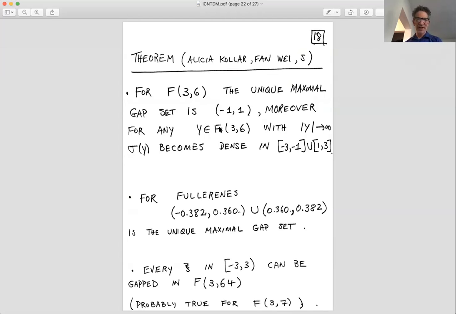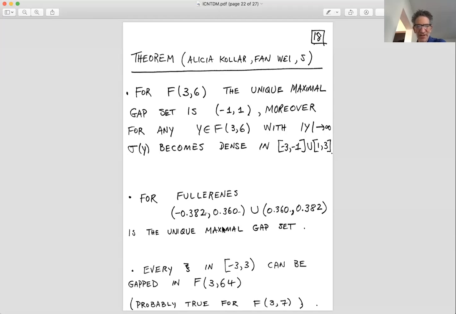That is to say, if you have a sequence of planar F36s with number of vertices going to infinity, the spectrum must become dense outside of minus 1, 1. And you can realize minus 1, 1 with a sequence. So the answer is very clean for F36.